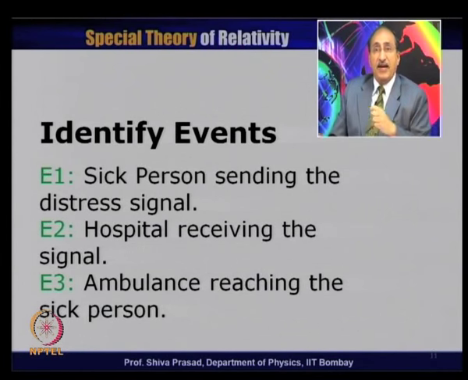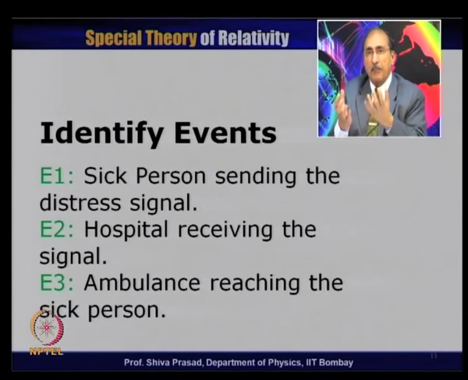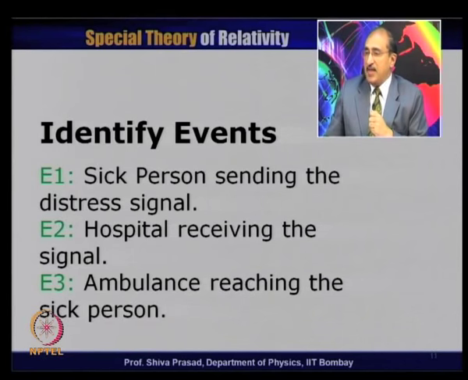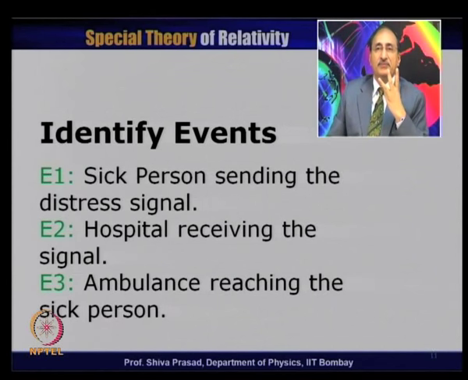Now, event number 3 is that the ambulance is able to reach the person who is sick. That is my event number 3, the ambulance reaching the sick person. So, these are the three important events as far as this problem is concerned: the sick person sending the distress signal, event number 1; the hospital receiving the signal, event number 2; then the ambulance reaching the sick person, event number 3.